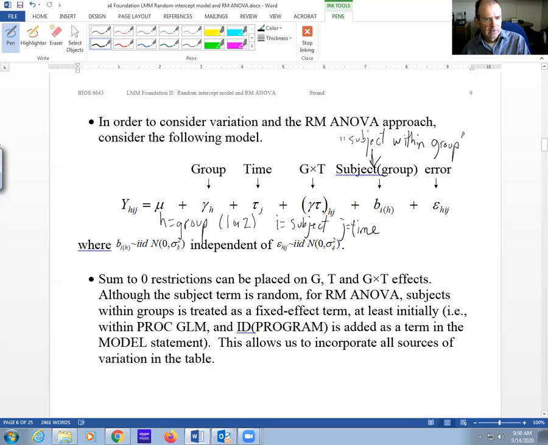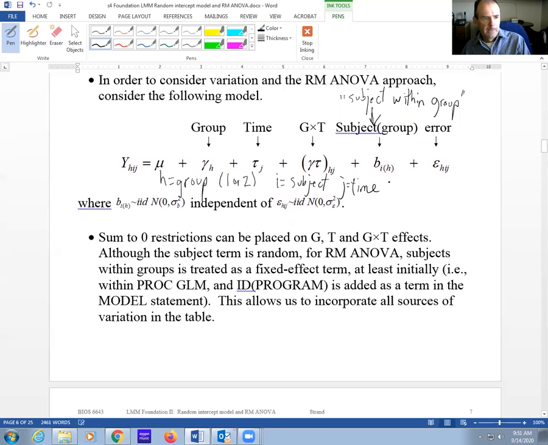And those are the parameters that we're interested in estimating, the gammas and the taus and the interactive effects. And then we'll have a variance associated with this term for subjects within group, and a variance for that error. So what's the difference between just subjects, variance of subjects overall, and subjects within group?